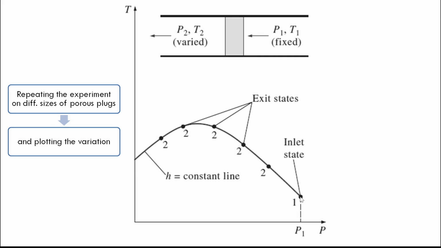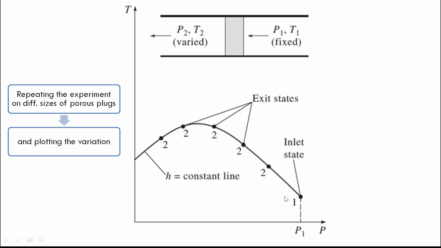The inlet state being fixed, P1 and T1 are fixed initially, and the final states, the exit states, are plotted. These points are obtained for different sizes of porous plugs. For the one size of porous plug, this is the point, and for the second size, this is the exit state. And in any case, you know that the process that takes place in a porous plug, that is a throttling device, is an isenthalpic process. Enthalpy remains constant, right?